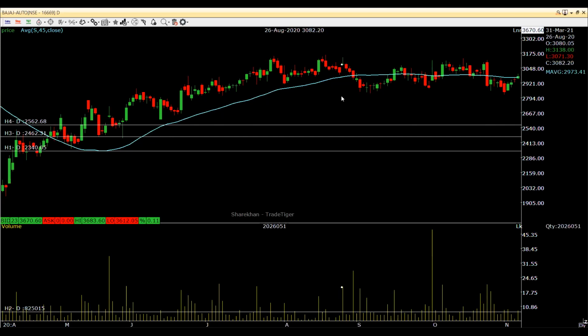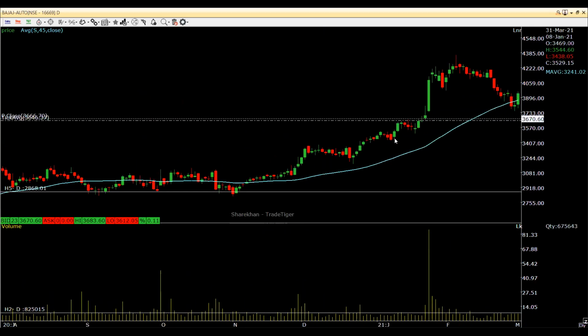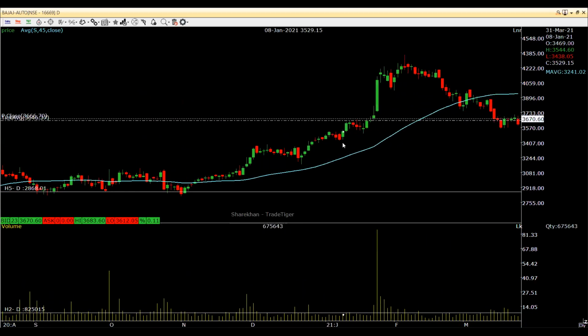Does it mean we are currently in a buy zone now for this particular script? No. This is some old data. This is November data. Right now we are somewhere way above. But we are near a buy zone.